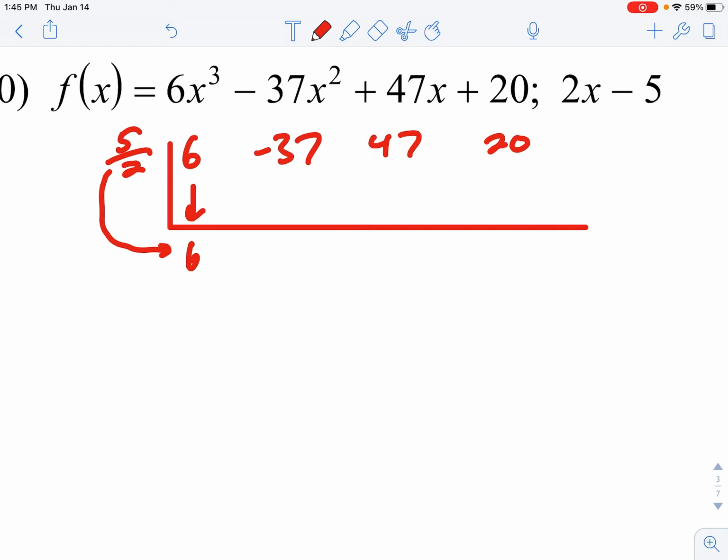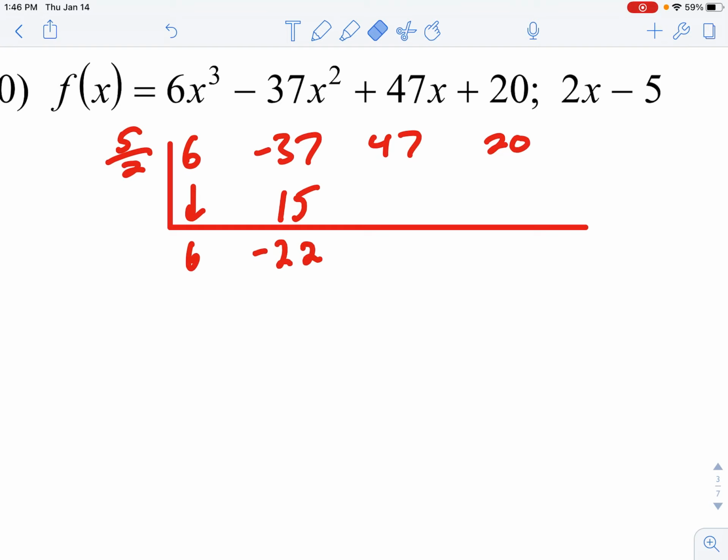Without a calculator, 1 half of 6 is 3, so 5 halves of 6 is 5 threes. 5 times 3 is 15. Add those together. Negative 37 plus 15 is negative 22. Am I right? So 5 from 7 is 2. 1 from 22. Multiply 5 halves times negative 22.